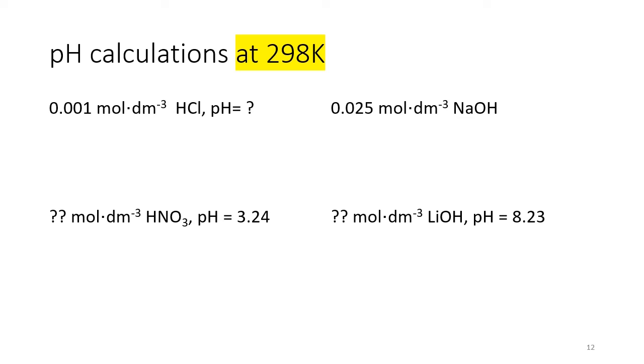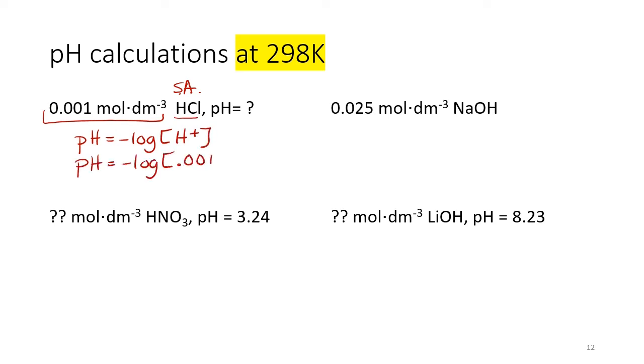The first one we'll look at is HCl. You recall that's a strong acid, and a strong acid completely dissociates. That means this concentration represents the H plus concentration. So pH is the negative log of the H plus concentration. pH is the negative log of 0.001. pH is equal to 3. And remember, pH is unitless. So pH is 3. What's important here is to double check and make sure it's acidic.